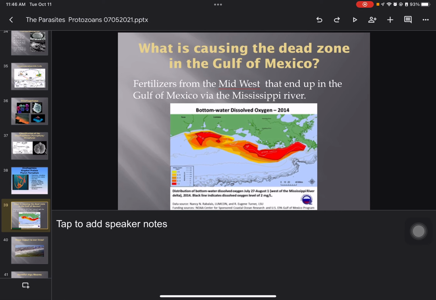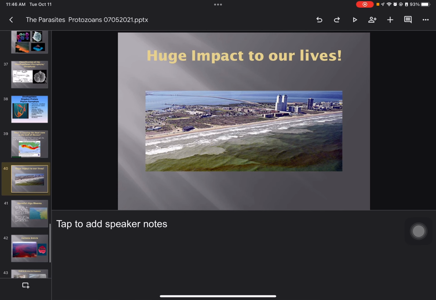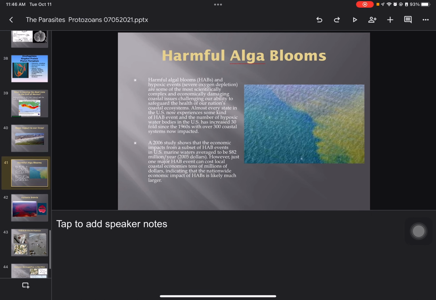and then essentially it becomes a dead zone. Okay? So here you can see an algal bloom over here on the seaside, but on the bay side, not so much, right? They're separated, right? And then here you can see an algal bloom. This is what a red tide looks like.